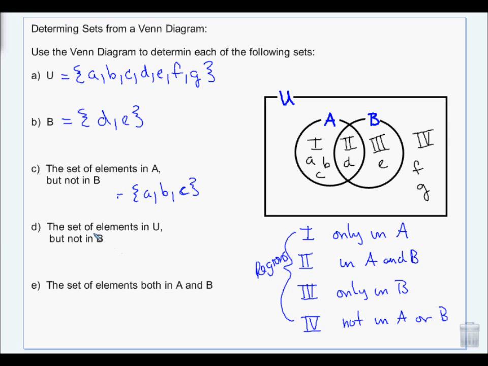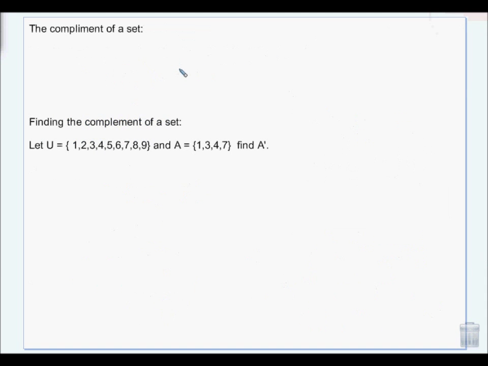Okay, we have the set of elements in U but not in B. Well, U is the box on the outside, but U is also A and B. So we want everything that's not, yeah, take everything that's just not in this circle. So it's going to be A, B, C, and then F and G. And then the set of elements that are in both A and B, that's just this little overlapping part. So that's just D.